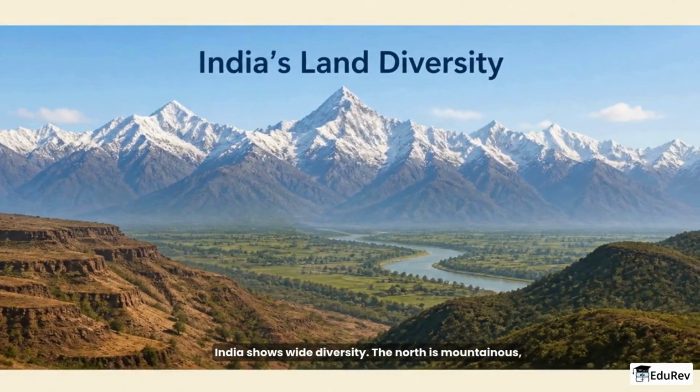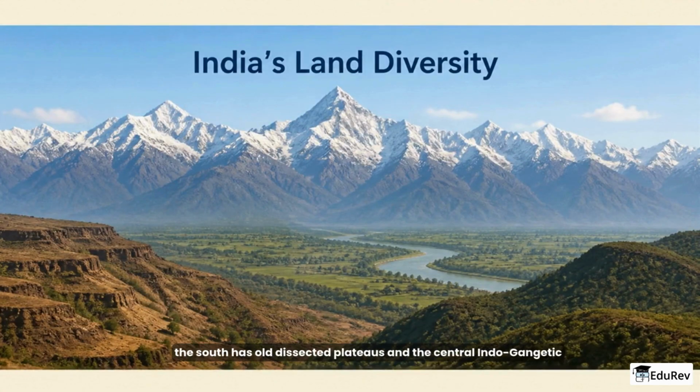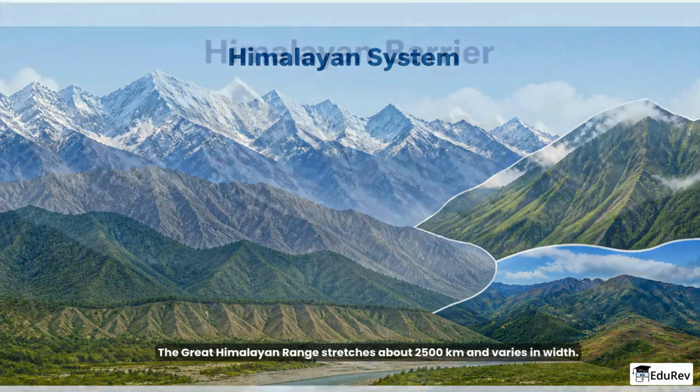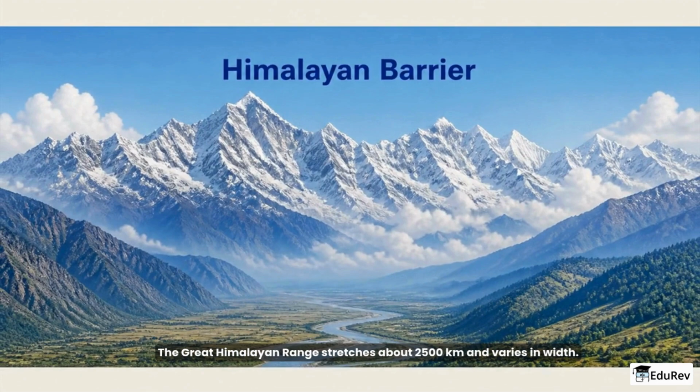India shows wide diversity. The north is mountainous, the south has old dissected plateaus, and the central Indo-Gangetic plain lies between the mountains and the plateau. The Himalayan system has belts like the Greater Himalaya, the Middle Himalaya, and the Shivaliks, while local ranges run in different directions in areas like Sikkim or Arunachal. The Great Himalayan Range stretches about 2,500 kilometers and varies in width. It acts as a major physical and climatic barrier for the subcontinent.